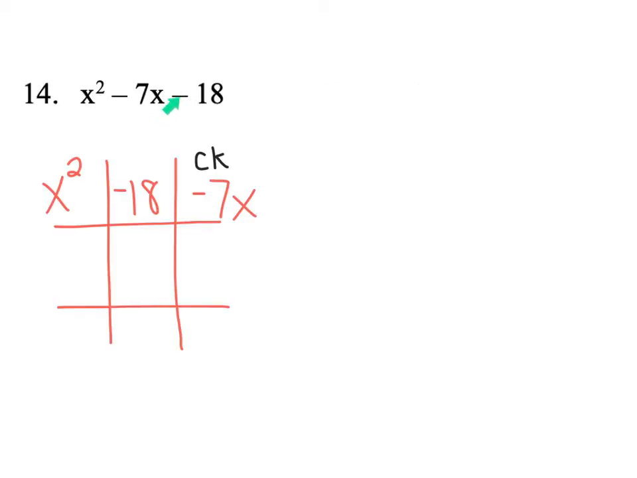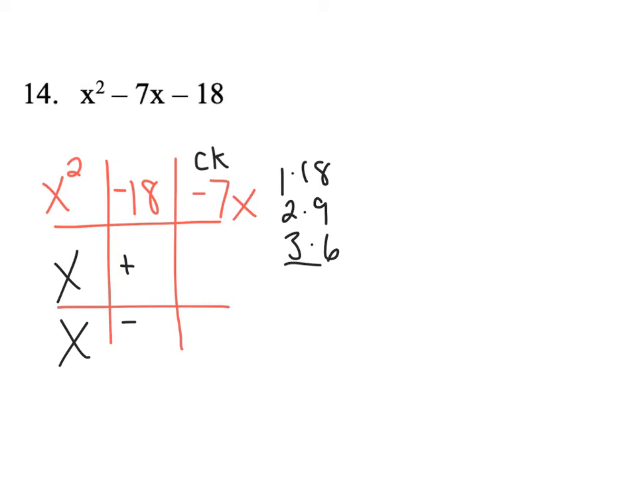In the last problem, this sign right here was positive, which told me that my two signs were going to be the same. Since it's a negative here, the only way I'm going to get a negative 18 is a positive times a negative. So this time my signs are going to be different, meaning one's a positive and one's a negative. The only way I'm getting x squared is x times x. My factors of 18 would be 1 times 18, 2 times 9, 3 times 6.